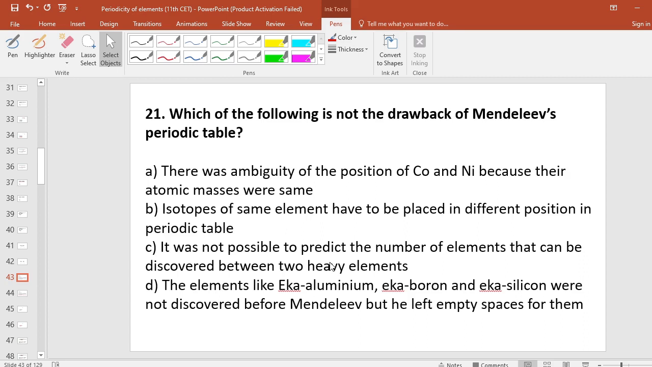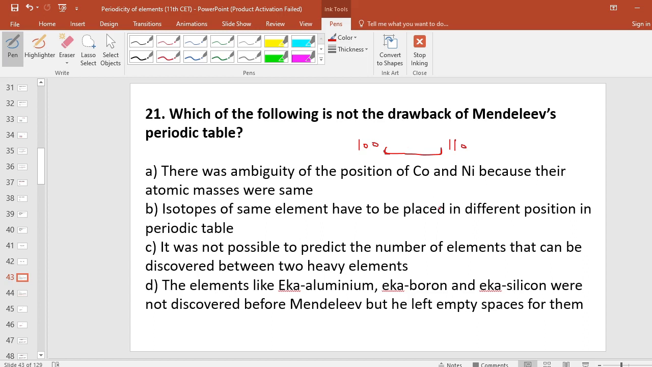Next one, it was not possible to predict the number of elements that can be discovered between two heavy elements. For example, if the atomic mass of one element is 100 and the atomic mass of another is 110, then we cannot predict how many elements can be discovered between these two. Atomic masses are not regularly increasing, and therefore we cannot predict how many elements can be placed in between these two atomic masses. So this is also a drawback of Mendeleev's periodic table.